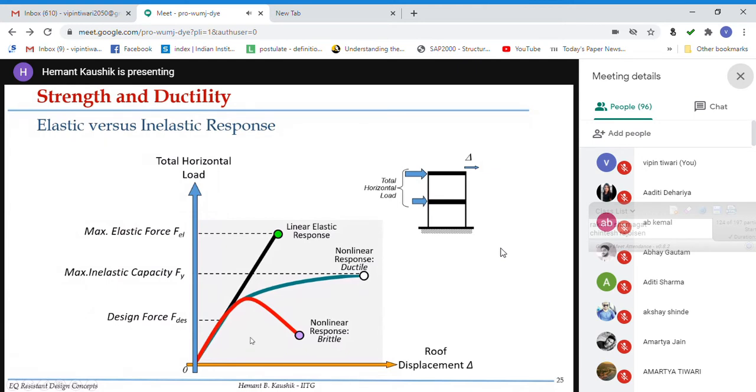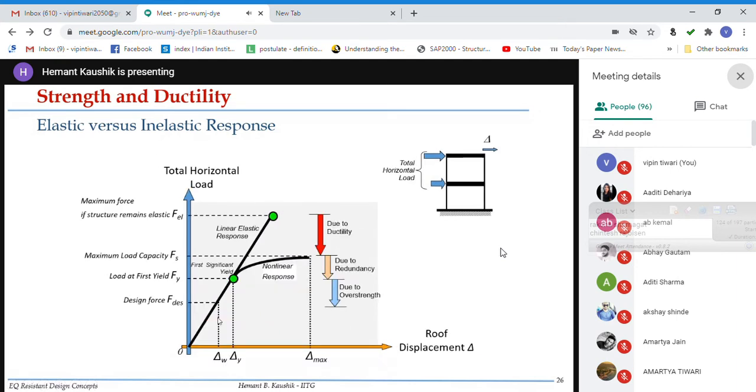Now it's up to us actually to properly decide which is the design force. So if this is the maximum elastic force, this is the maximum inelastic force, where do we have the design force? That is the whole challenge. So this challenge is actually simplified in the design code by the use of this factor that is called response reduction factor. Okay, so let us see what is this factor that takes into account the ductility.